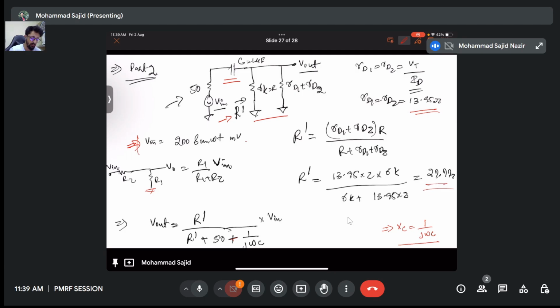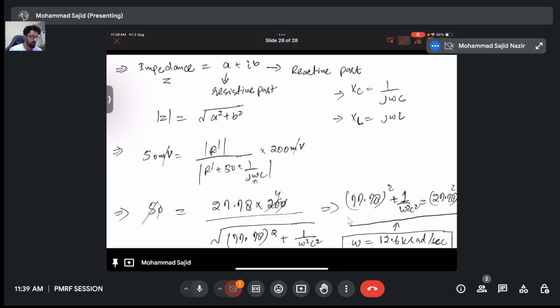Then we have XC, that is the reactance of the capacitance. So we can write V output as R dash divided by (R dash plus 51 plus 1 by j omega C). Impedance is A plus jB. A is the real part, only the resistive part, and the imaginary part is the reactive part, which can be capacitive or inductive. So the magnitude of the impedance is given by the square root of A squared plus B squared. So now I will take the magnitude.